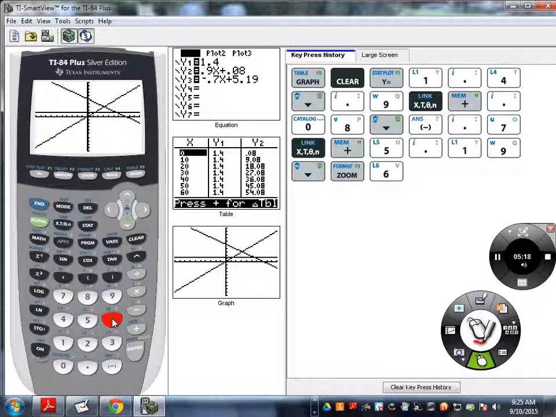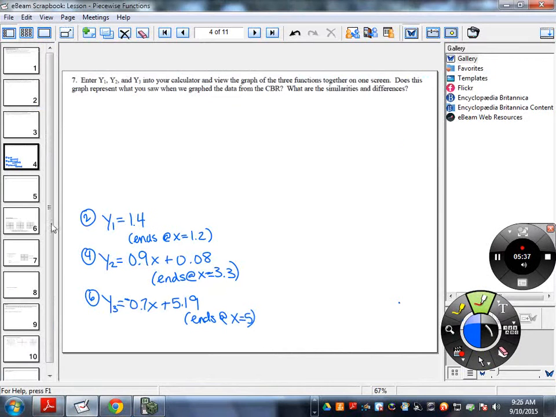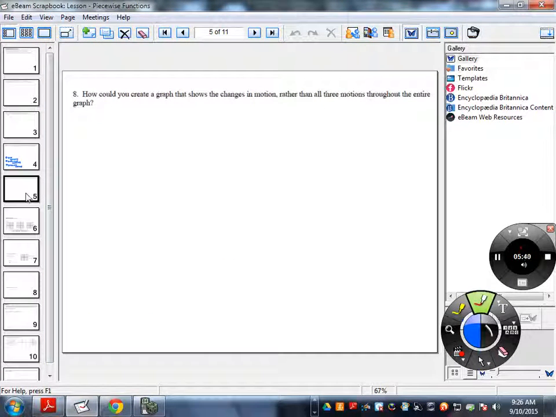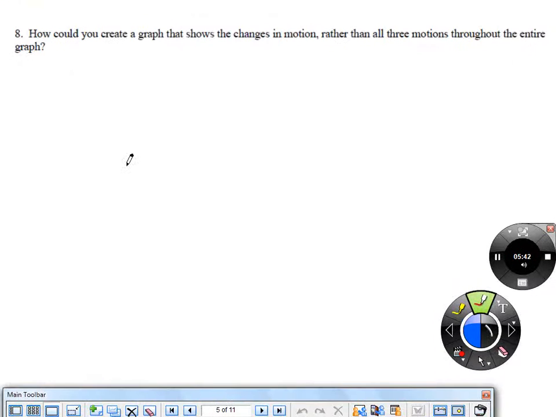Okay? Is this the picture that we saw, or didn't see, thanks to my technical difficulties, yesterday after the walking? No. Do we know our equations are good? What was the difference? So this actually is the next question on your handout. After it said to graph everything, the question became, how could we create a graph that shows the changes in motion? Like our graph right now doesn't show the changes, right? It just shows everything happening at once.